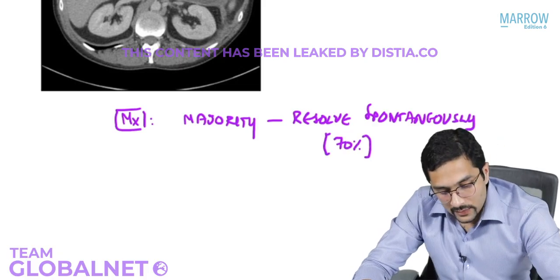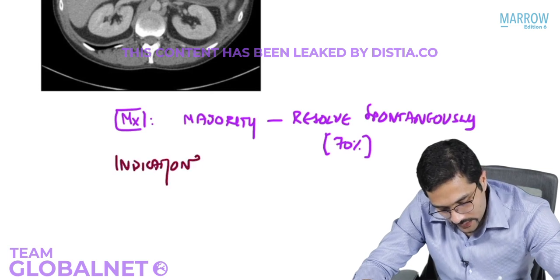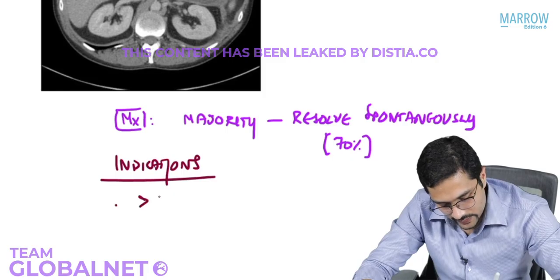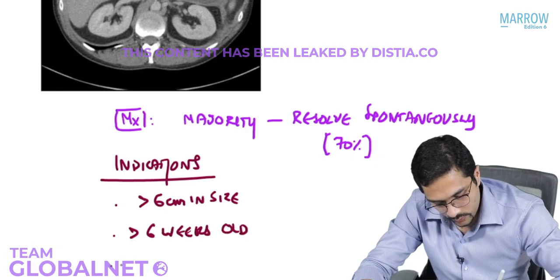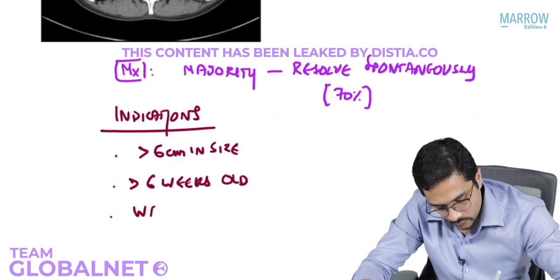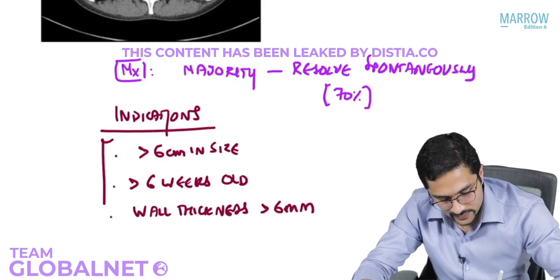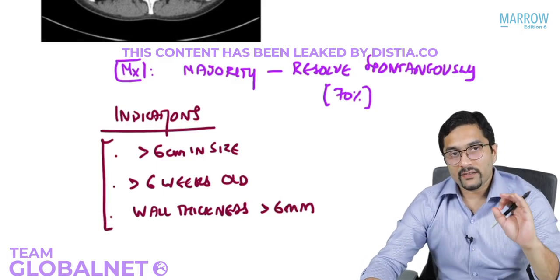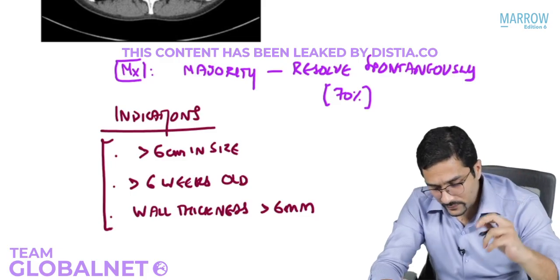Okay. Now, only those, what are the indications when we have to intervene? So the indications for intervention are when the cyst is more than 6 centimeters in size, when it is more than 6 weeks old, or when the wall thickness is more than 6 millimeters. These are the indications for intervention. Otherwise, majority will resolve on their own.